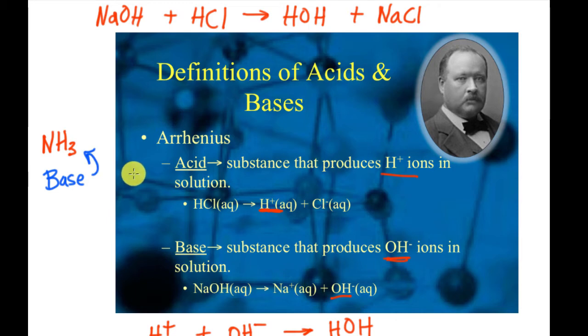But wait a minute. There's no hydroxide in here. This is the problem with Arrhenius' definition. It's not that his definition is wrong. It's just that his definition isn't broad enough to cover something like ammonia. So there was a little bit of a problem with Arrhenius' model or theory of acids and bases. So what we have to do is we have to expand our definition to encompass something like ammonia.